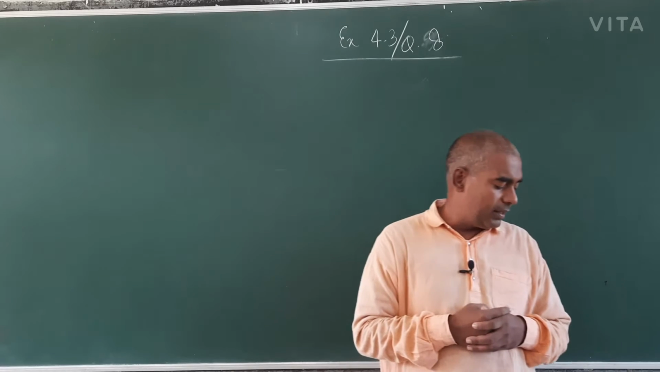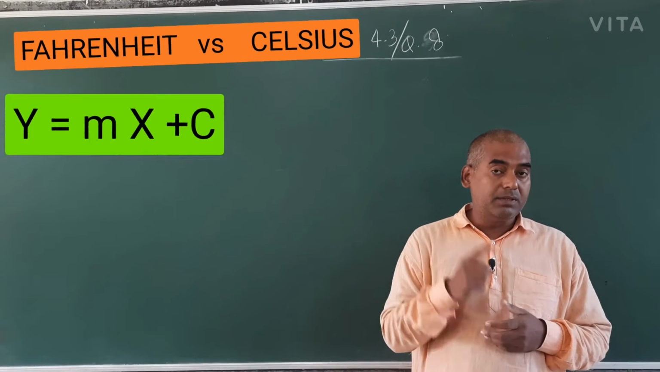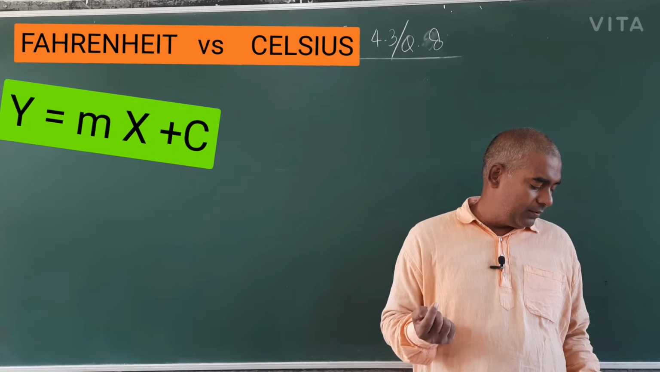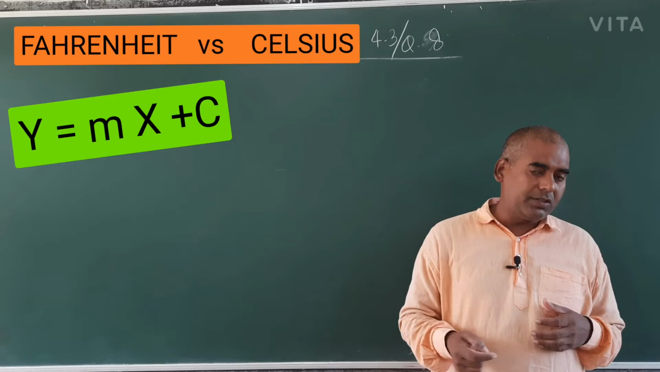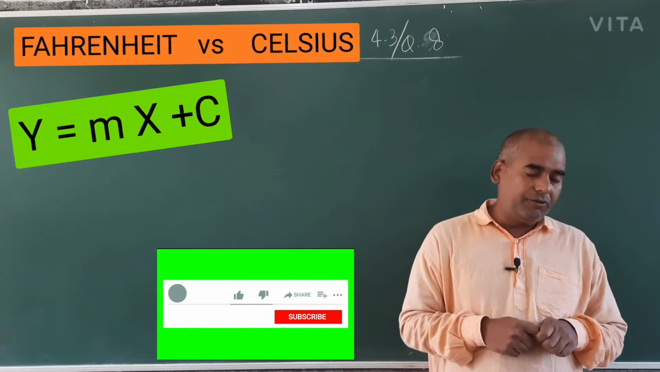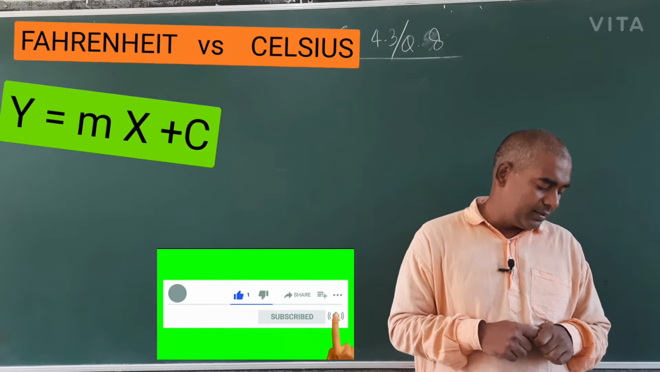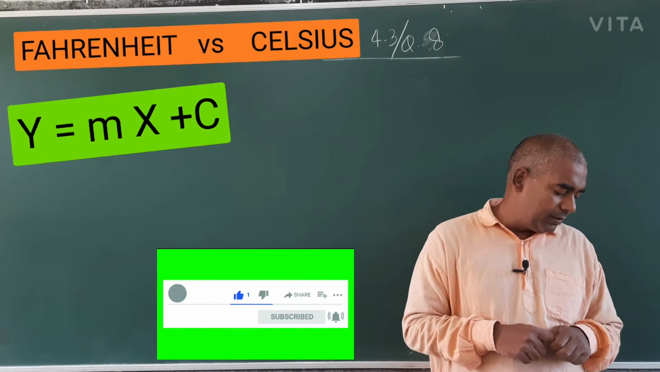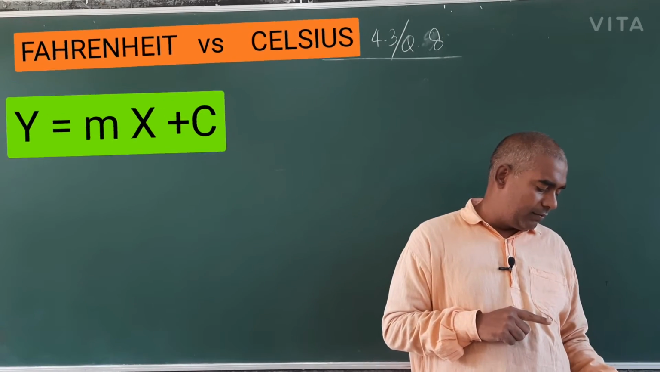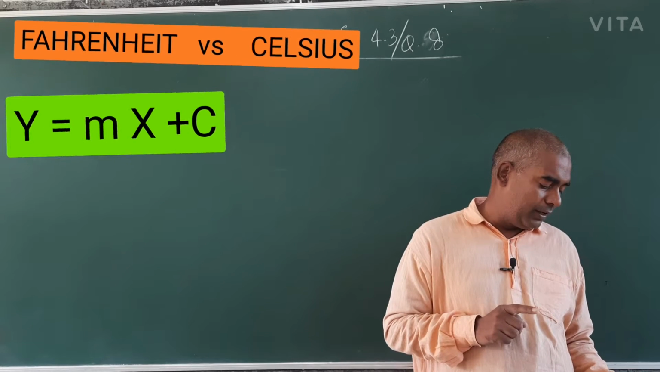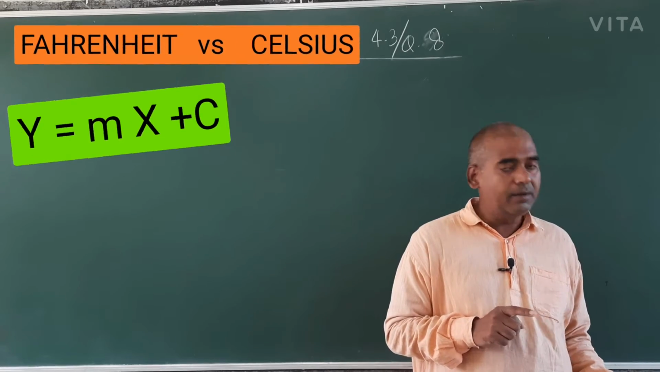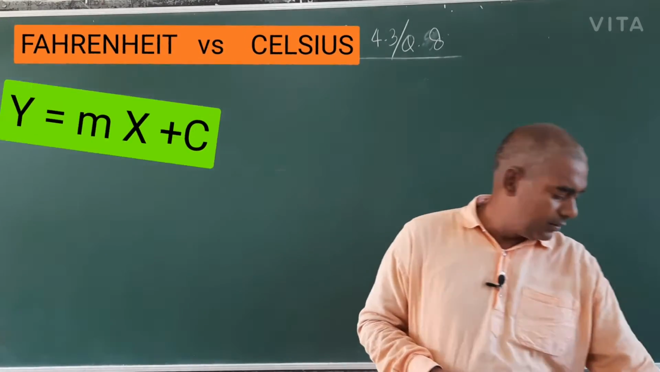4.3, question number 8, page number 75. It is a very good question. In countries like USA and Canada, temperature is measured in Fahrenheit, whereas in a country like India, it is measured in Celsius. Here is a linear equation that converts Fahrenheit to Celsius. The equation is given, and the question is to draw the graph of the linear equation using Celsius for the x-axis and Fahrenheit for the y-axis.